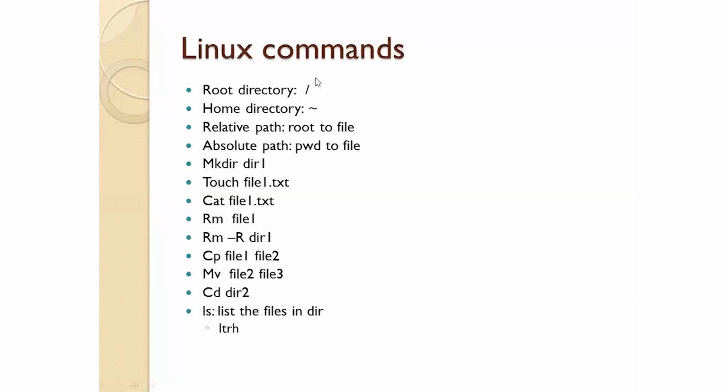The root directory is denoted by this slash, and it is the start of this tree. A directory is nothing but a folder, and the home directory is denoted by this tilde. Then there are relative path and absolute path. If we start from the root, slash and then some directory, and then slash and some directory and your file, that is called the absolute path, which starts from the root. And a relative path is one that starts from the current directory where you are staying.